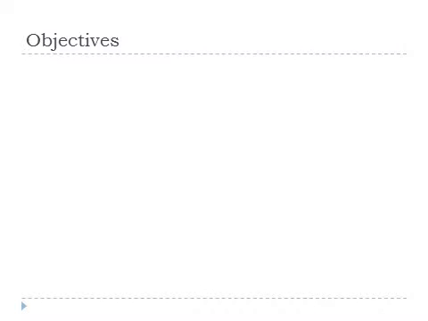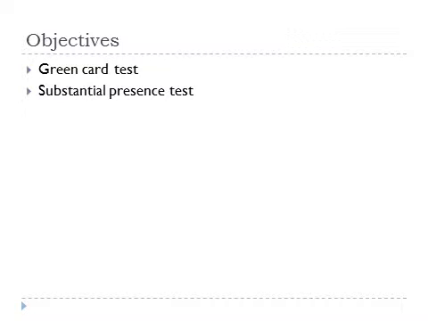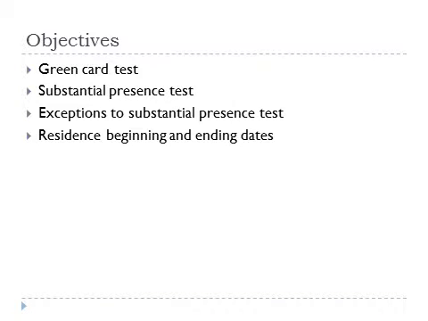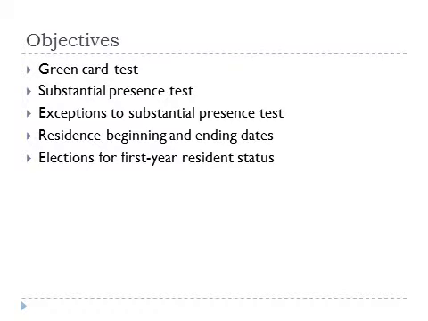The objectives of this lecture are to understand the following tax rules: the green card test for resident status, the substantial presence test for resident status, the exceptions to the substantial presence test, the beginning and ending dates of U.S. residence status, the elections regarding first-year status, and the impact of tax treaties on residence status.